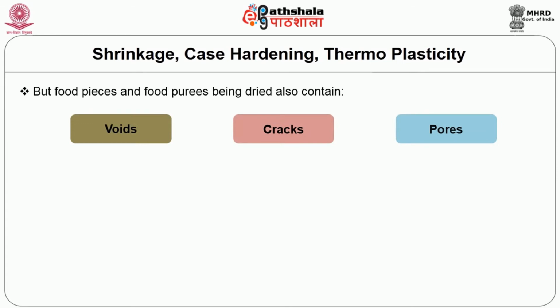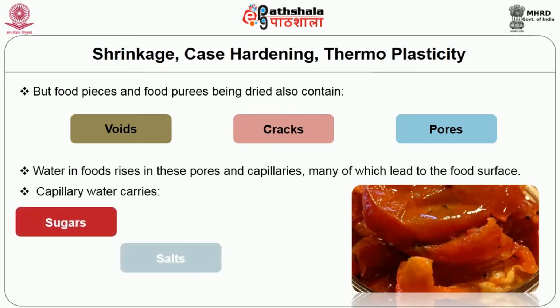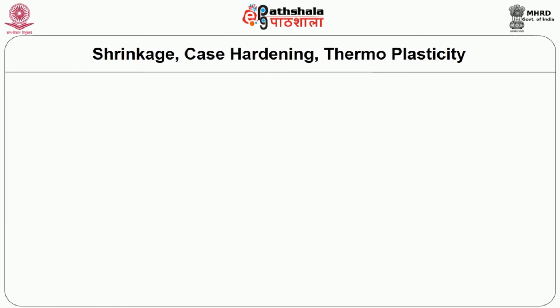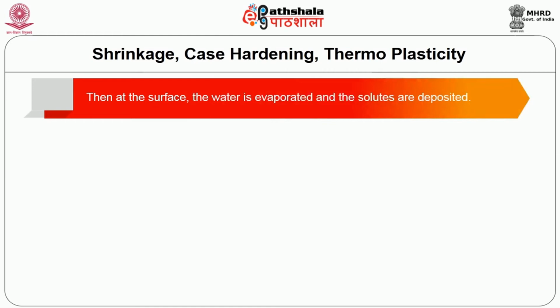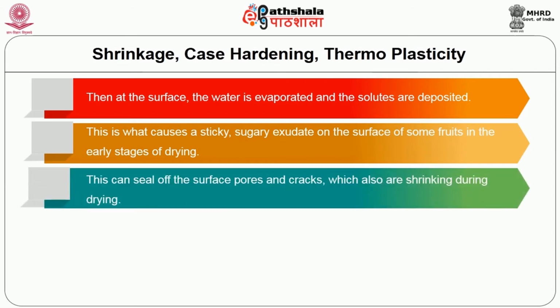But food pieces and food purees being dried also contain voids, cracks and pores of various diameters down to minute capillary size. Water in foods rises in these pores and capillaries, many of which lead to the food surface. Capillary water carries sugars, salts and other materials in solution to the surface of food pieces during dehydration. Then at the surface, the water is evaporated and the solutes are deposited. This is what causes a sticky, sugary exudate on the surface of some fruits in the early stages of drying.